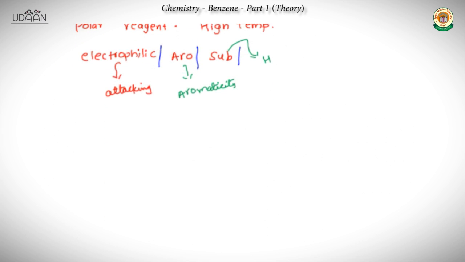First, consider benzene. The structure is this one. Now let us take a reagent which is polar. Consider this to be your reagent, some variable reagent with E plus and Nu minus, where E plus is the electrophilic part of the reagent and Nu minus is the nucleophilic part. Remember, this is a reagent.